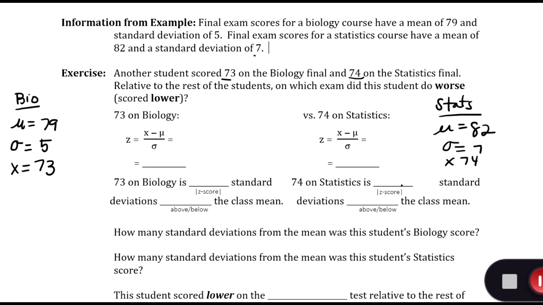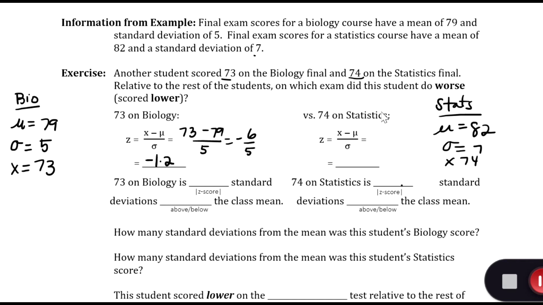Now, the question relative to the rest of the students: on which exam did the student do worse, or score lower? Amongst the other students in the class, how did the student fare? We're going to find our z-score, and the z-score is x minus mu over sigma. In the biology case, it will be 73 minus 79 over 5, so negative 6 over 5, which is negative 1.2.